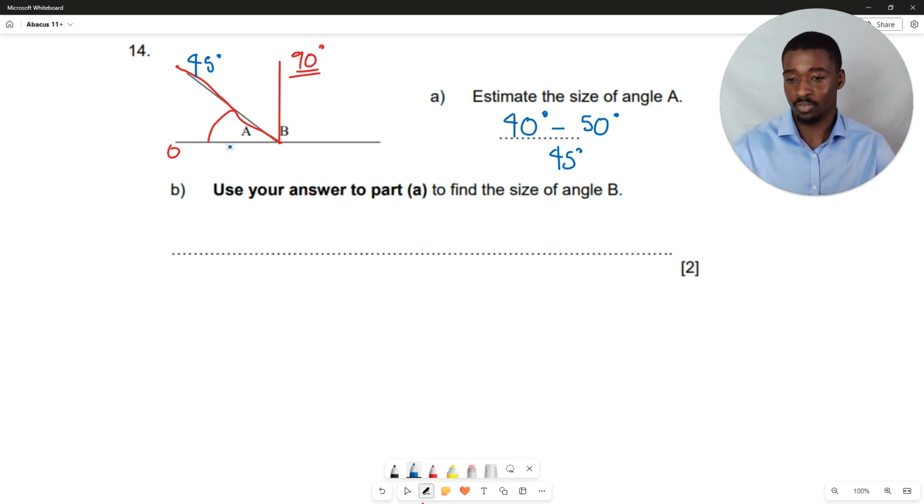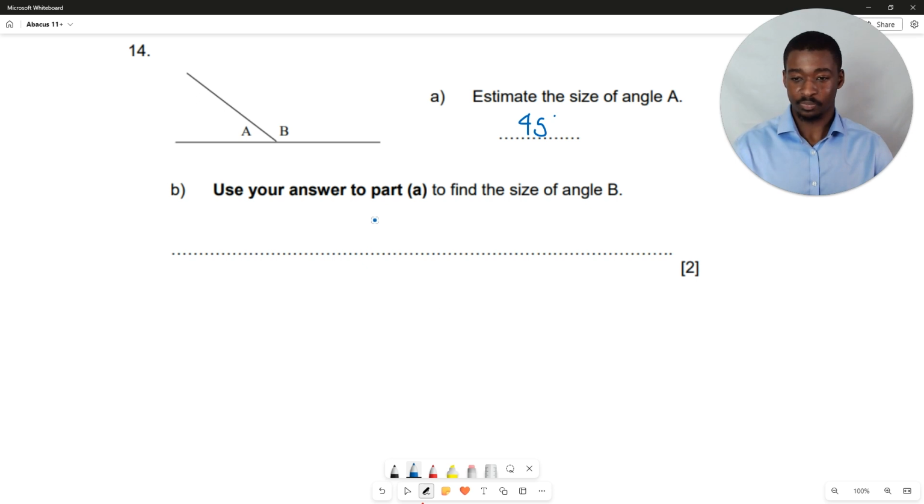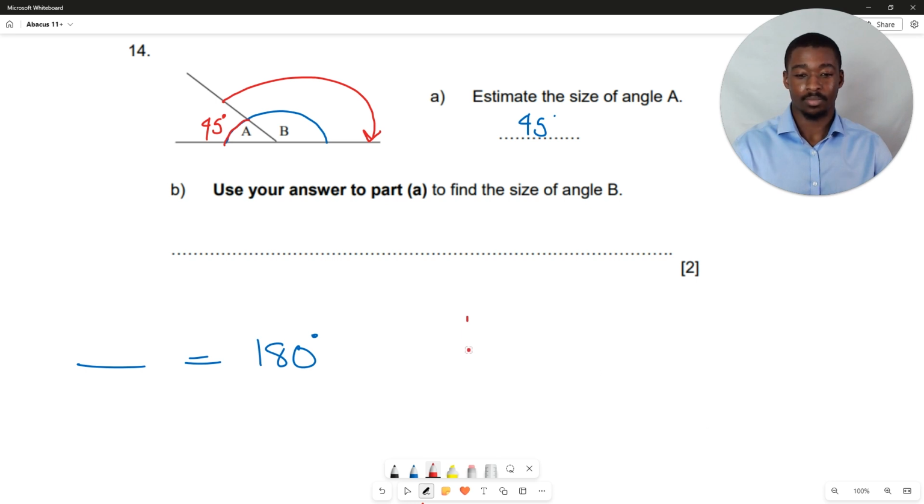And we use our knowledge of angles on a straight line and our knowledge of right angles to work that out. And then for part B, we have use your own answer to part A to find the size of angle B. Okay, perfect. So we know angles on a straight line always equal 180 degrees. So if we have 45 degrees here, let's put it in red, 45 degrees, then to go the rest of the way around, all we do is 180 minus 45.